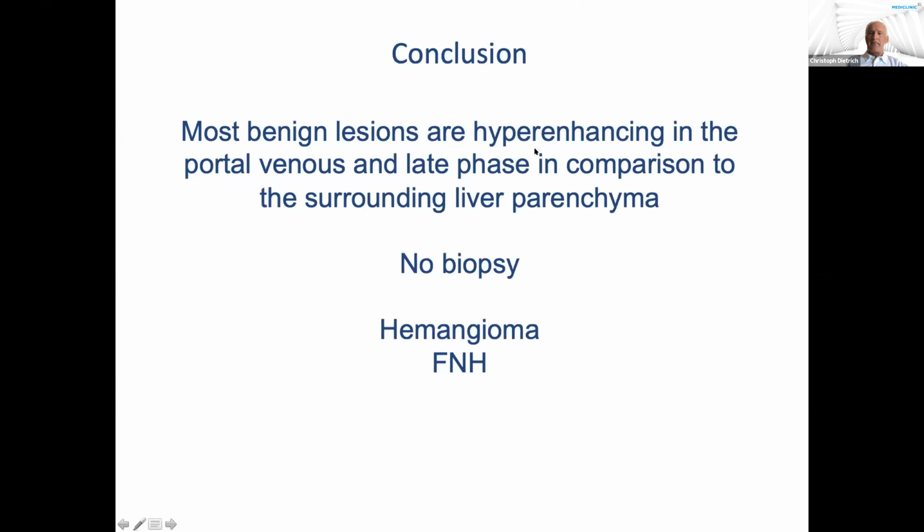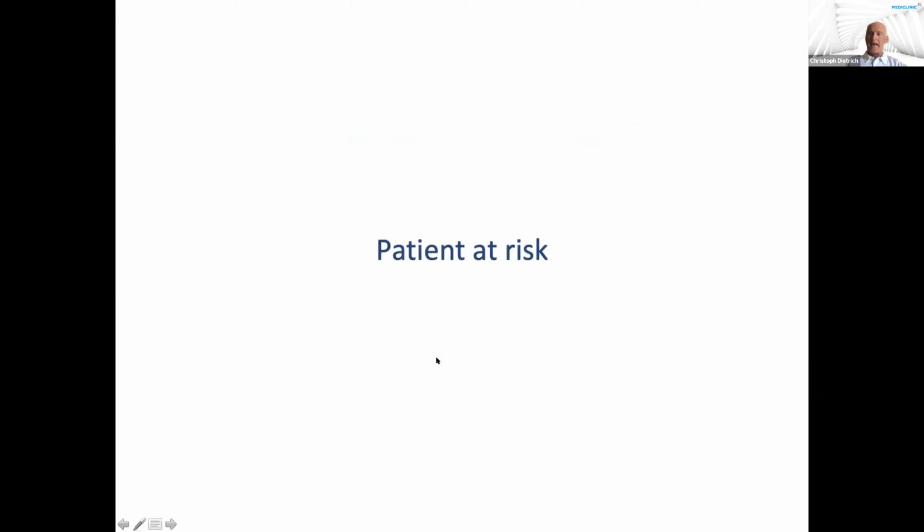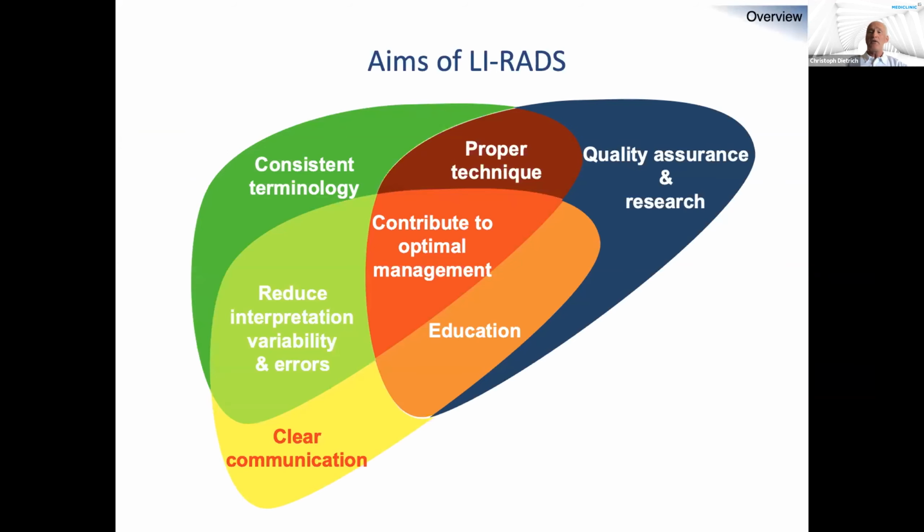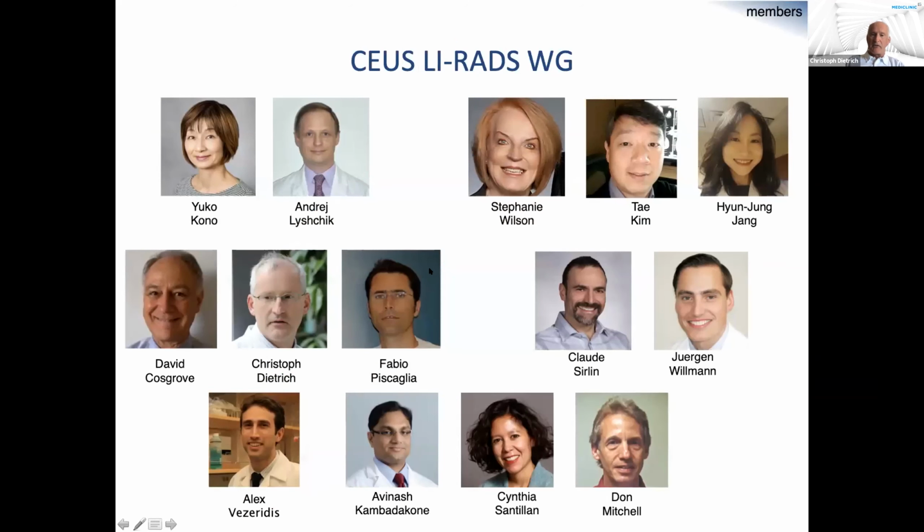Most benign lesions are hyperenhancing in the portal venous and late phase in comparison to the surrounding liver parenchyma. No biopsy is necessary in hemangioma and FNH. In patients at risk, we have a totally different algorithm, the Liver Imaging Reporting and Data System, to use a proper technique, to have quality assurance, to have a consistent terminology, a clear communication, to educate people and contribute to optimal management. And the CEUS LI-RADS group is shown here, but it is not the topic of this talk.